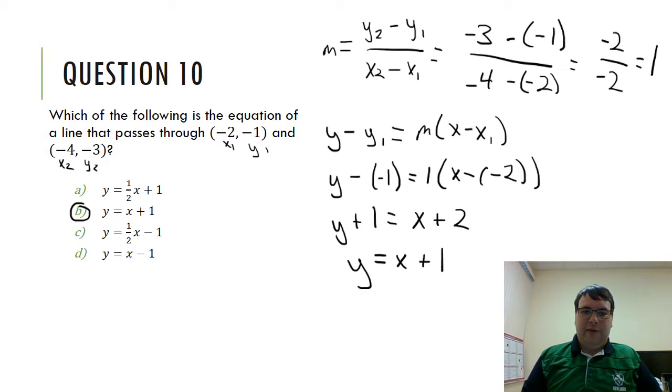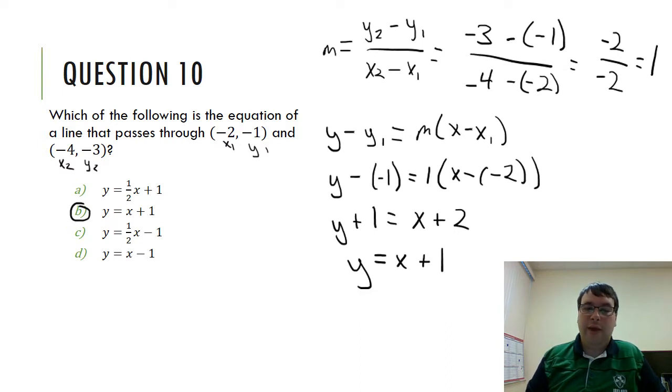All right, question number 10. It says, which of the following is the equation of a line that passes through (-2, -1) and (-4, -3)? So they gave me 2 points here. Now, remember, if you're trying to write a linear equation from 2 points, you have to use your slope formula. So we're going to use our slope, which is y2 minus y1 over x2 minus x1. So for our purposes, we'll just go ahead and call this first point x1, y1, and this second point x2, y2.